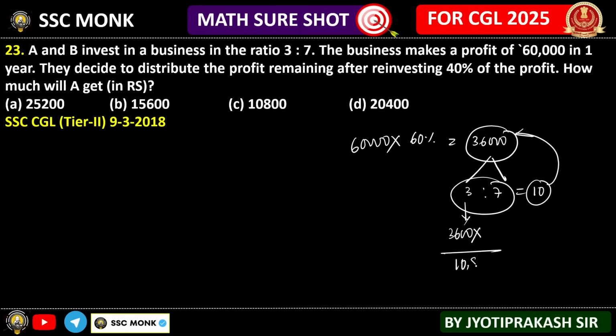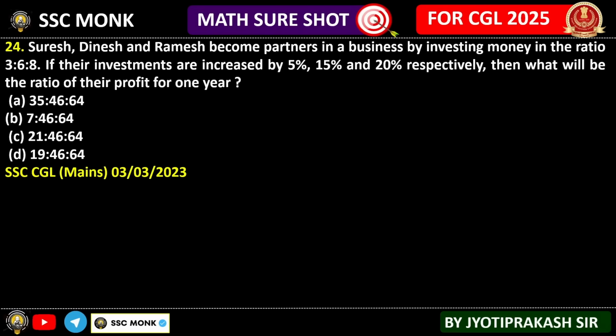That is equal to 10,800. Answer option C. Next. Suresh, Dinesh, Ramesh became partners in a business by investing money in the ratio of 3:8. If their investment is increased by 5%, 15%, 20% respectively, then what is the ratio?